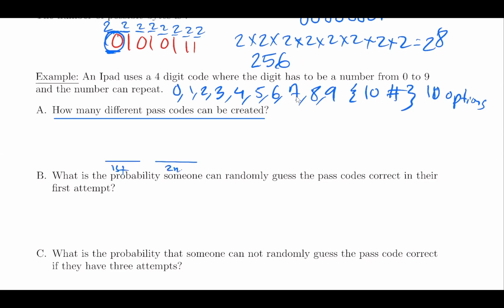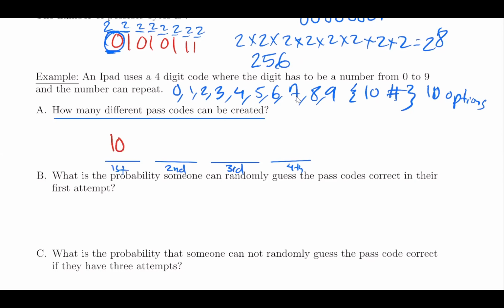Here goes the second digit. Here goes the third digit. And here goes the fourth digit. So when I'm picking the first digit, how many numbers do I have to choose from, 0 to 9? Yeah, cool, 10.